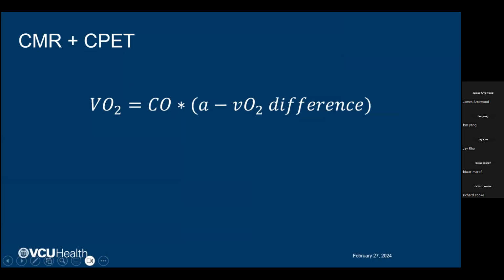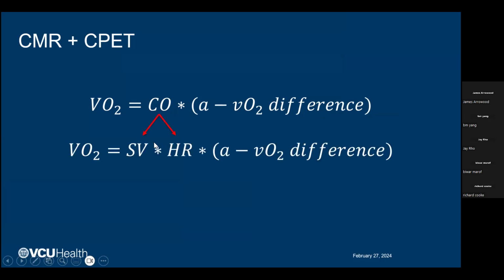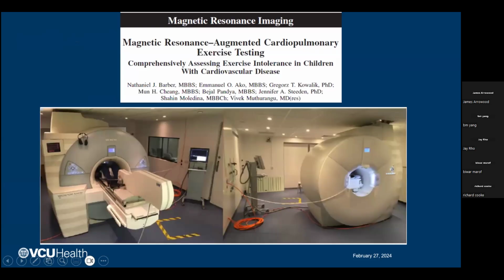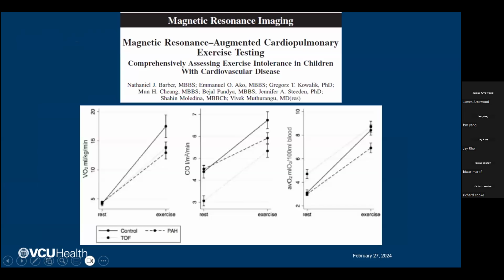You can combine it with cardiopulmonary exercise testing, and the advantage of this is that if you have the Fick equation where oxygen consumption is equal to cardiac output multiplied by the AVO2 difference, well, we can break this apart into stroke volume and heart rate, which we can easily get with CMR. And then if you have a cardiopulmonary exercise testing setup, you can get this VO2 with CPET, and then you can solve for the AVO2 difference and do things like try to identify peripheral impairments in oxygen extraction. And so this has been done before.